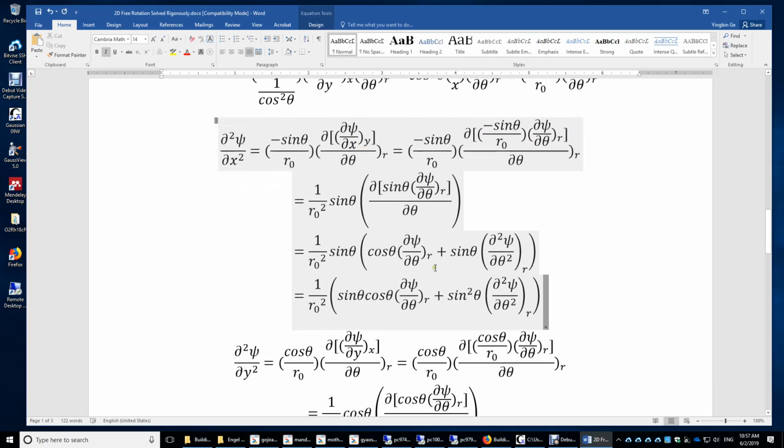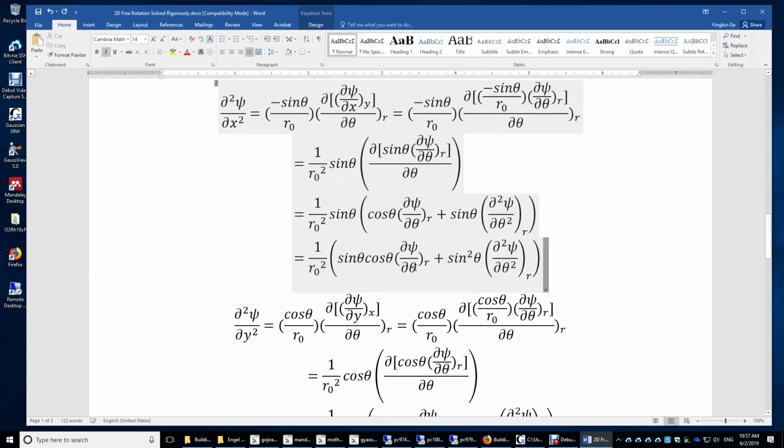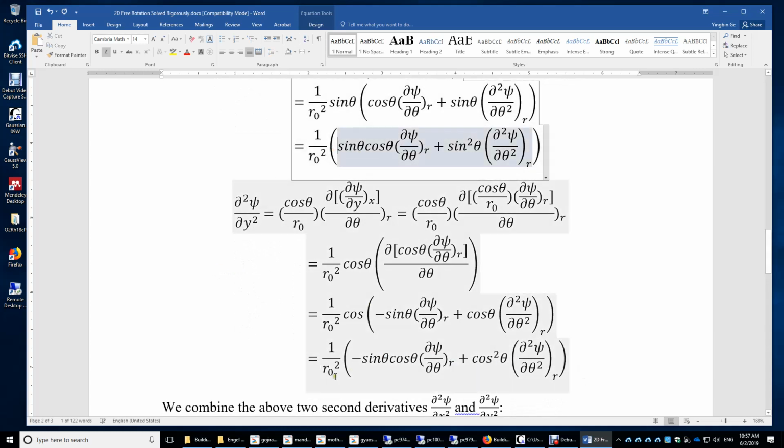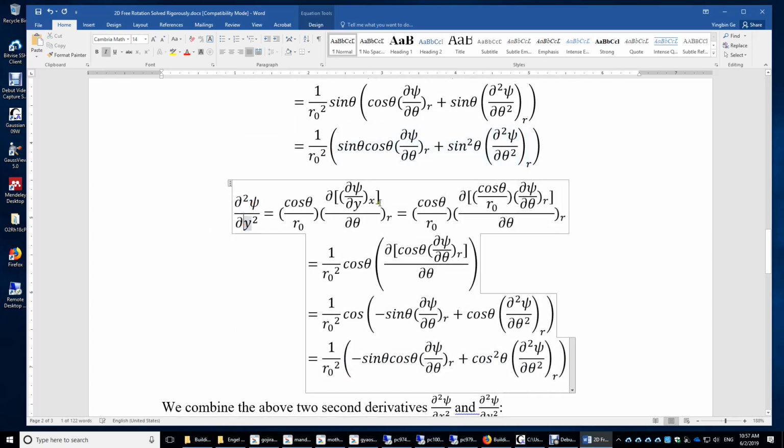So I'm going to skip all those steps and show you the result. It looks complicated. It's right here. And then similarly, we do y. When we do y, we get a similar result over here. So actually, you can get the second derivative of psi with respect to y easily by replacing over here. If you see any sine theta, just change it to cosine theta. When you see cosine theta, change it to negative sine theta. So if you do that, sine theta times cosine theta becomes cosine theta times negative sine theta. So we got a negative sign here. And then we replace sine theta with cosine theta. So this guy is this guy.